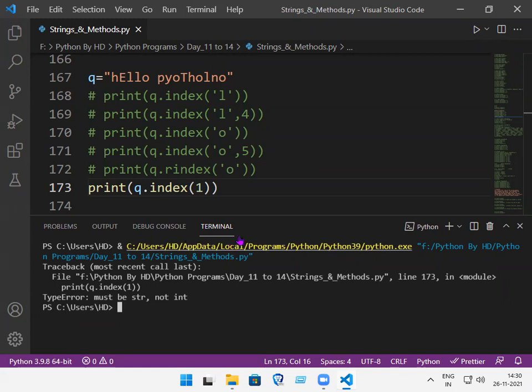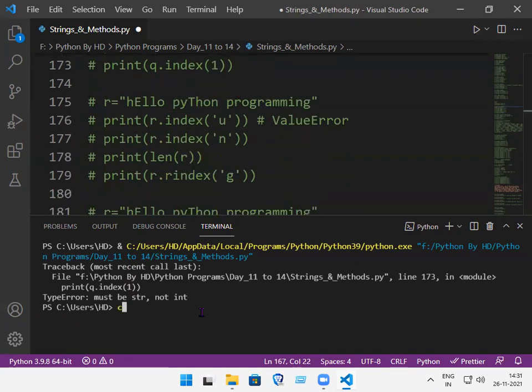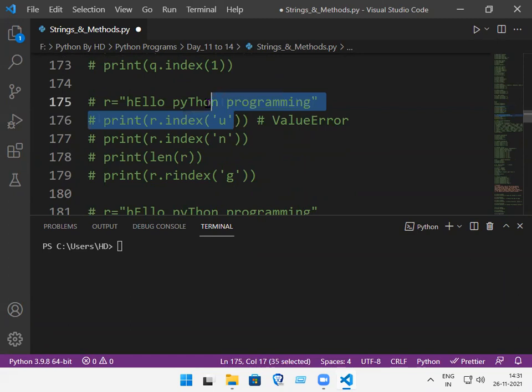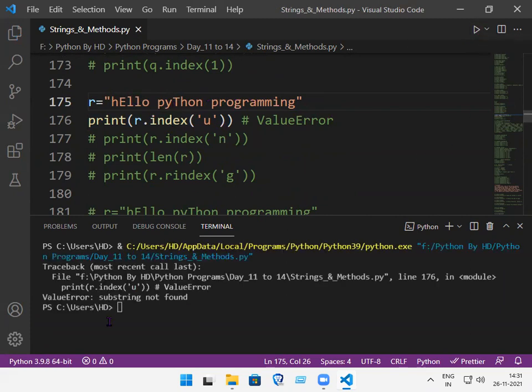Done? So index does not take any kind of position. It will take only a string. In this string, are you able to find u? No, you're not able to find u. What will I get? Value error. But in the case of find, in the string u is not there, but I'm trying to find the index of u, then I get substring not found. Substring not found. Make a note of this one.